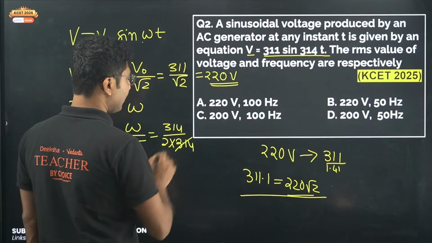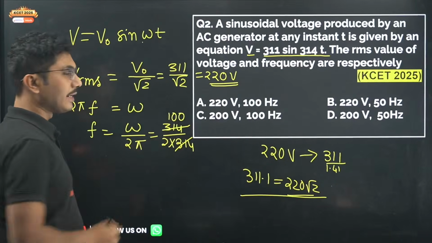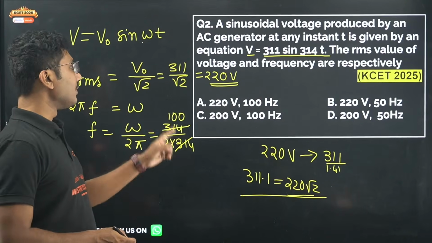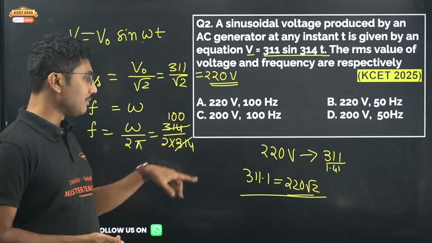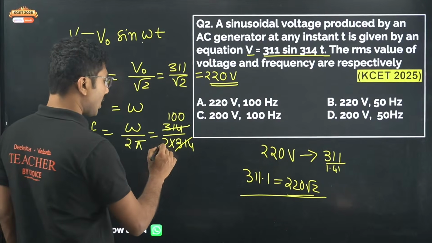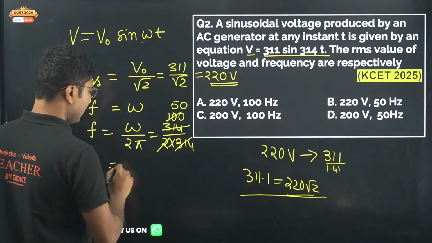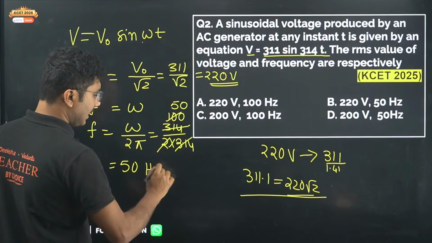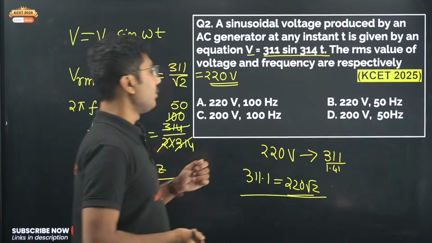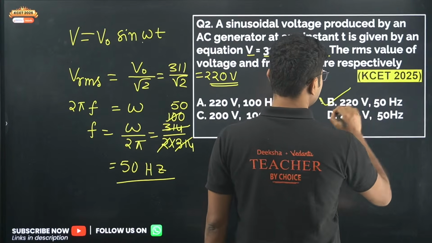So 314, you can cancel it and you will get 100 over here. If you multiply 100 and 3.14, you get 314. So 314 divided by 3.14 should give 100. But there is also a 1 over 2 here, so these will also cancel and you get 50 hertz. This is the exact domestic current supply that is being supplied to our homes. So 220 volt, 50 hertz is the correct answer.